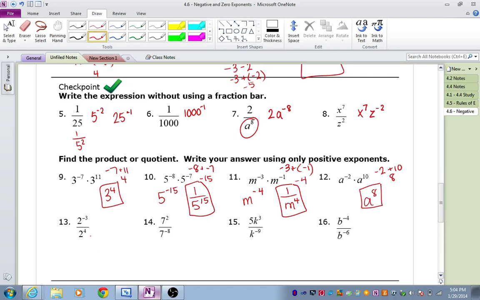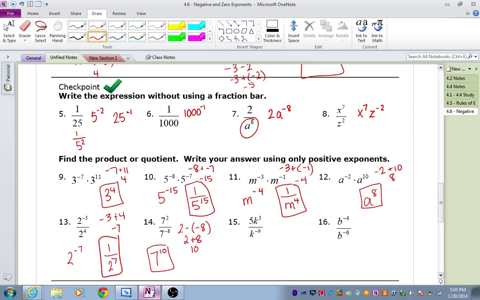Okay, 13 through 16, we're dividing, so we need to subtract our exponents. So I have -3 minus 4, always numerator minus the denominator, which would be -3 plus a -4, which gives you -7. So it would be 2 to the -7th power. But to get rid of the negative, put it in the denominator, 1 over 2 to the 7th. Number 14, we subtract our numerator exponent minus our denominator. This really means to add the opposite, so we get 10. So our answer is just 7 to the 10th power.